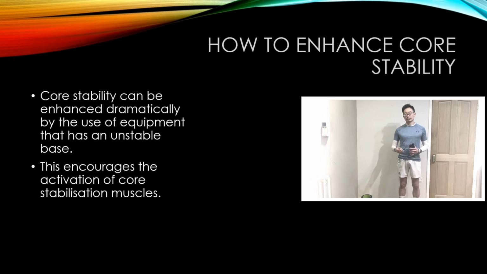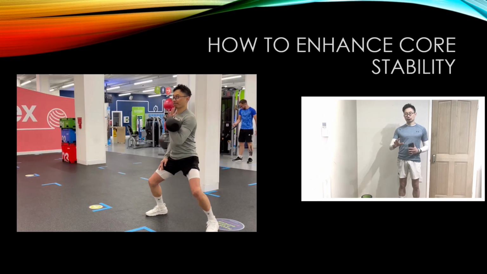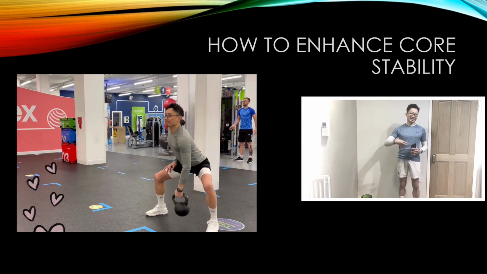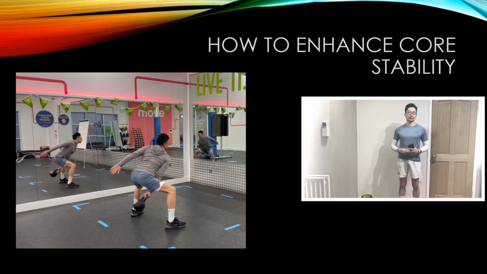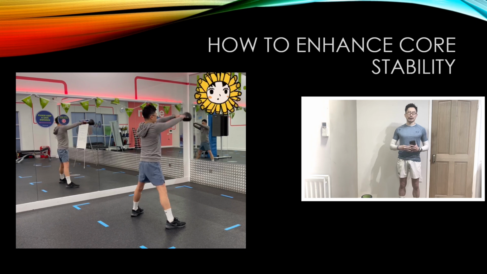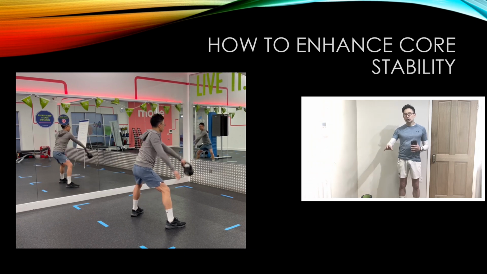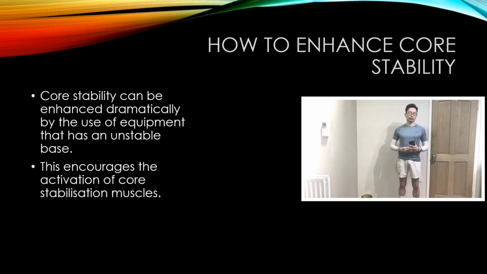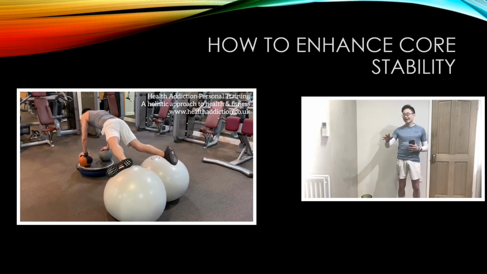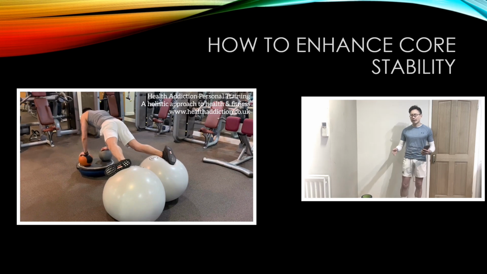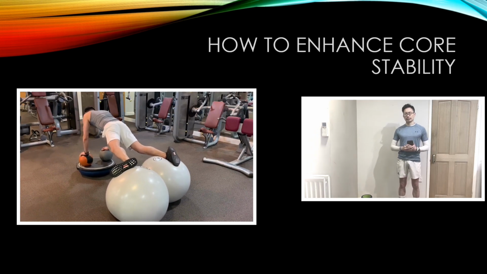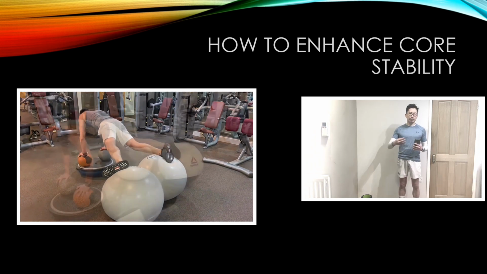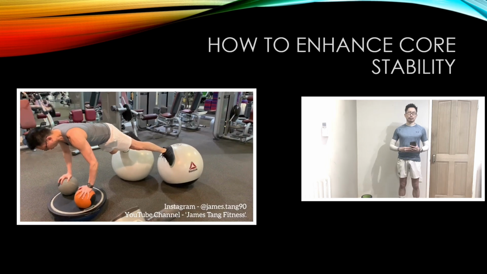The last phase is the integration phase, functional exercises, which involves the use of dynamic total body exercises to enhance functional capacity. Exercises that focus on the synergistic function of the stabilization and mobilization muscles of the body. Core stability can be enhanced dramatically through the use of equipment that has an unstable base, thus requiring you to utilize your stabilization muscles to assist your balance.